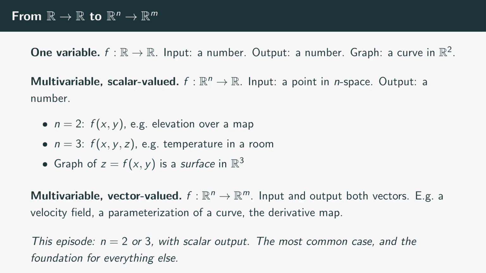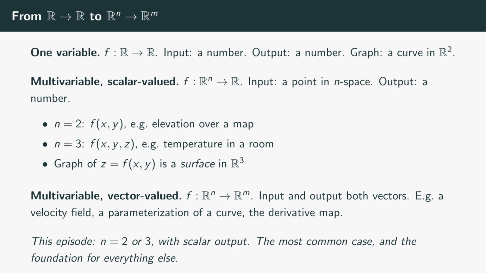Let's get the setup straight. In one-variable calculus, a function f maps the real numbers to the real numbers, one number in, one number out. In multivariable calculus, the general object is a function f from n-dimensional space to m-dimensional space. The input is an n-tuple of real numbers. The output is an m-tuple.